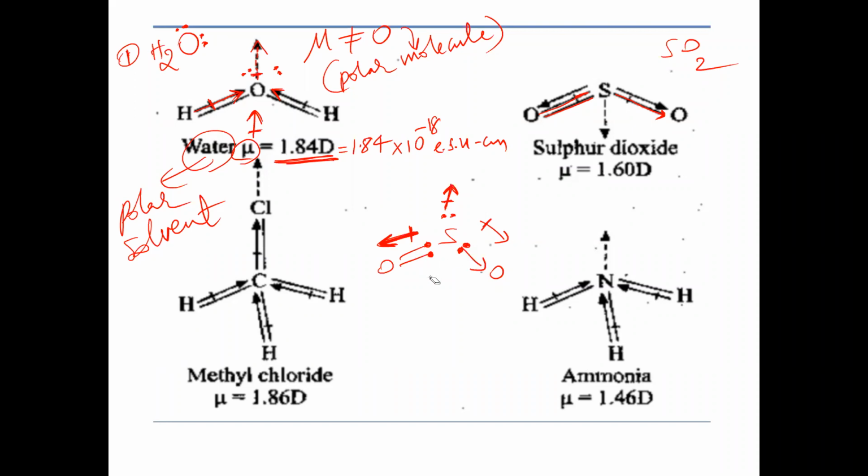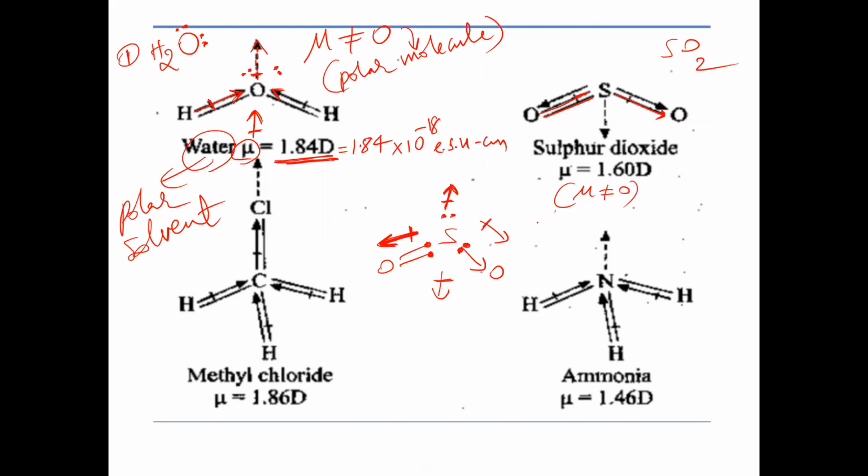Is that clear? So here it is the SO2 molecule. There is no cancellation here. Because of these two bonds, the net dipole moment is downwards. And here it is the lone pair. These two are not cancelling exactly. That's why we take sulfur dioxide as polar. Yes, mu is not equal to 0 now.